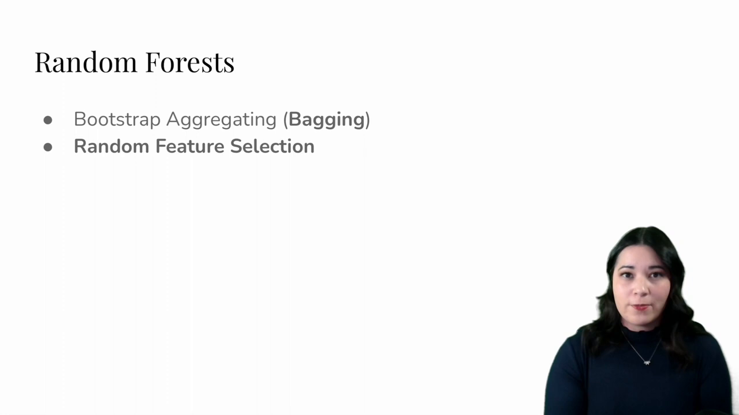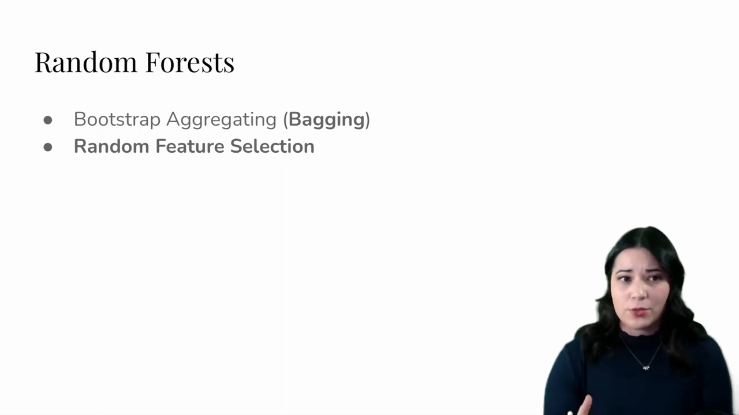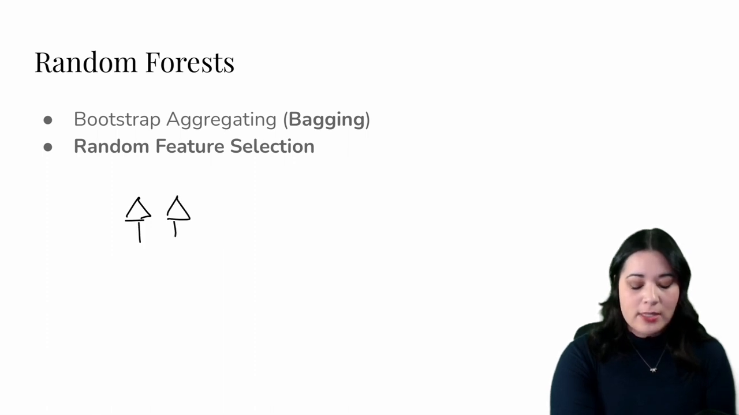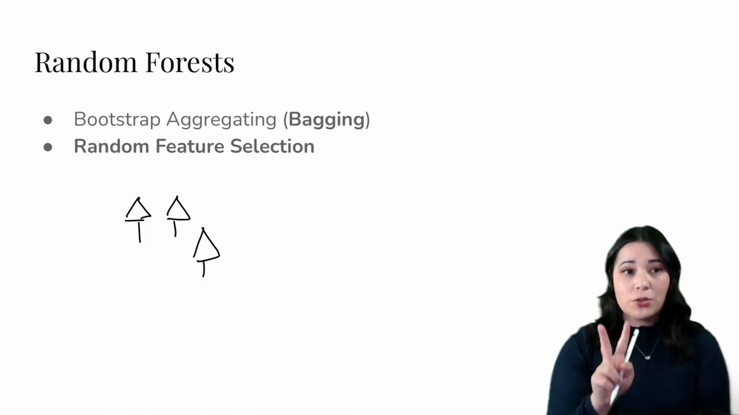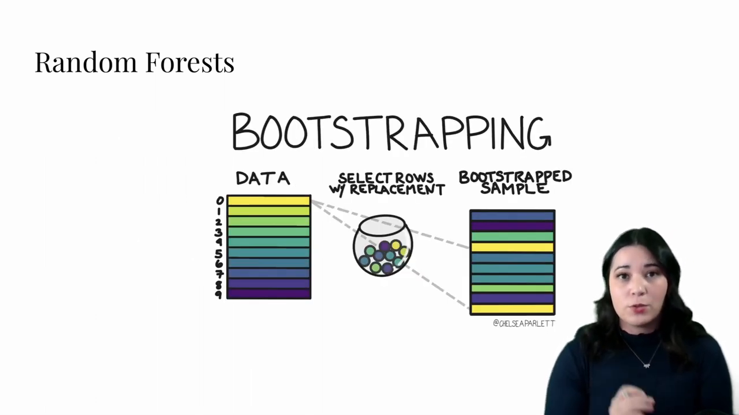But we don't want to fit a bunch of decision trees to the exact same set of data. That would be really boring and not very useful. So instead, random forests make a bunch of different trees, but they fit them on slightly different data. In order to do that, we look at two different things: bagging, which is short for bootstrap aggregating, and random feature selection.